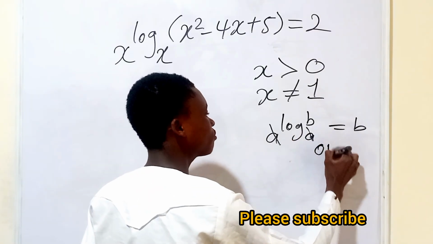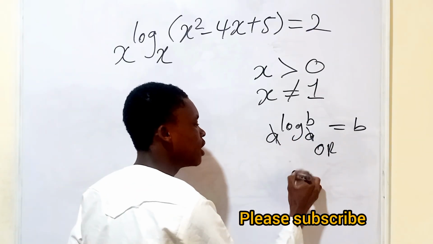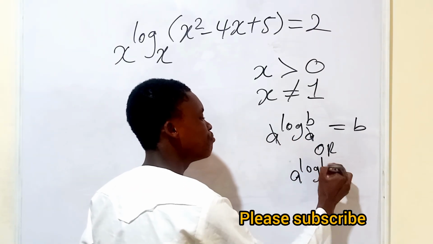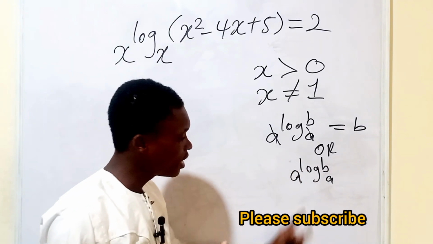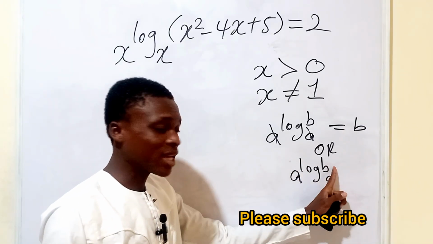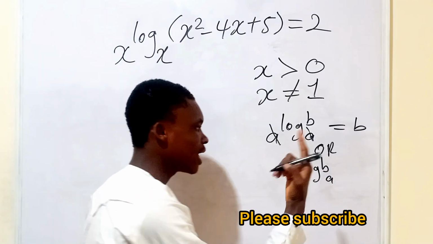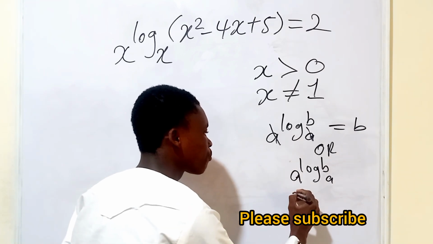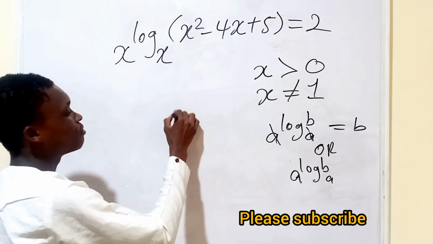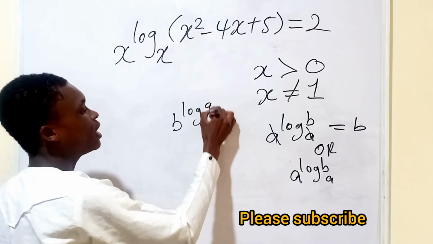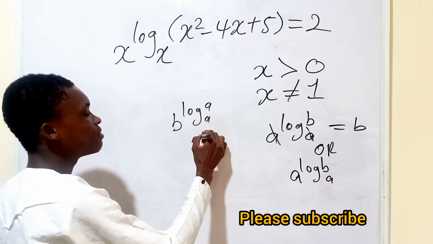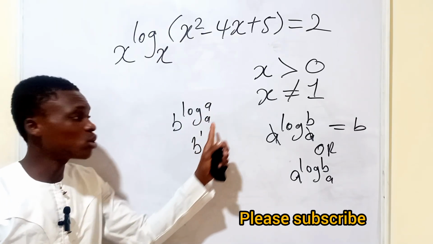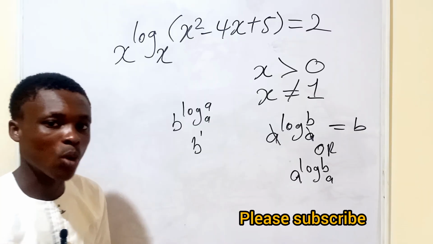Or if we have a to the power log b base a, this base here and this log can interchange. That means we can have b to the power log a base a, and this is b raised to the power of 1, because when the log and the base are the same, the result is 1.